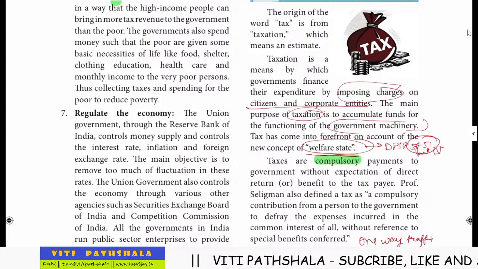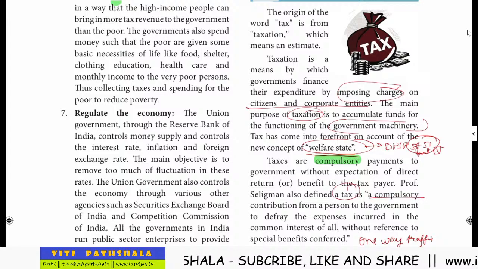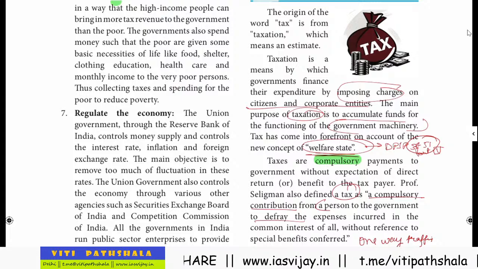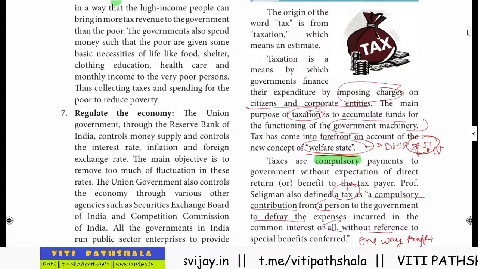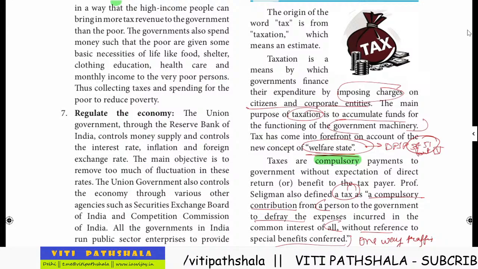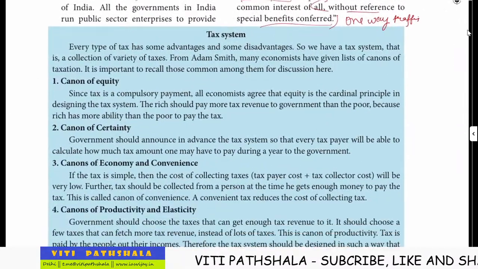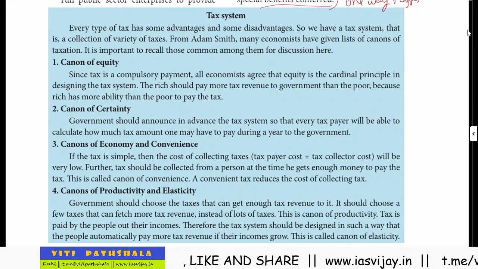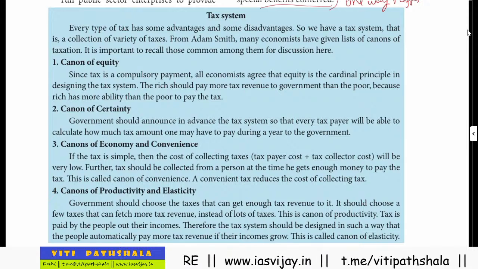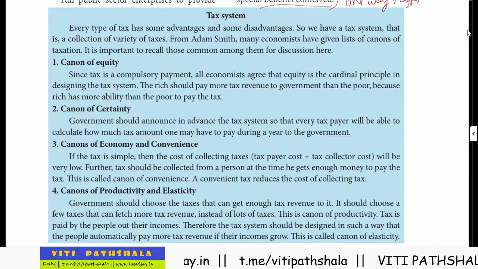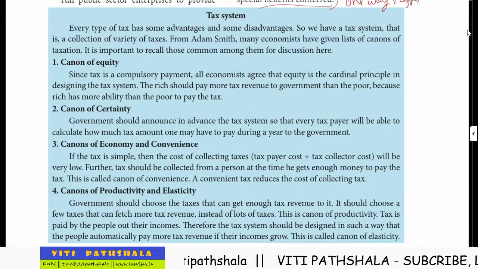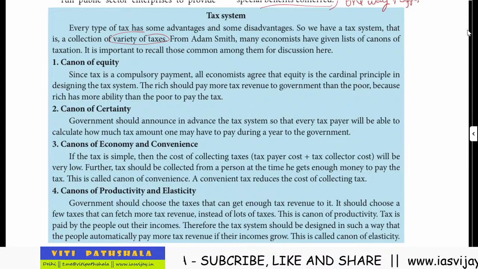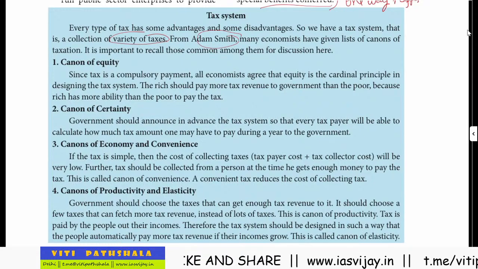Now, Professor Seligman also defines a tax as a compulsory contribution from a person to the government to defray the expenses incurred in the common interest of all, without reference to the special benefits conferred. Now, if we talk about the tax system, every type of tax has some advantages and some disadvantages. हर एक टैक्स सिस्टम के कुछ जो है खूबियां होती हैं, कुछ हानियां होती हैं. So we have to have a tax system that is a collection of a variety of taxes, from Adam Smith, as we have discussed in earlier classes.